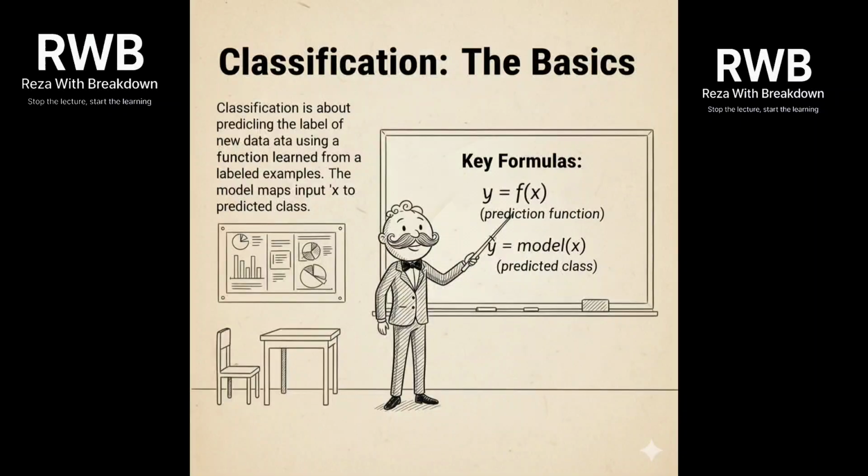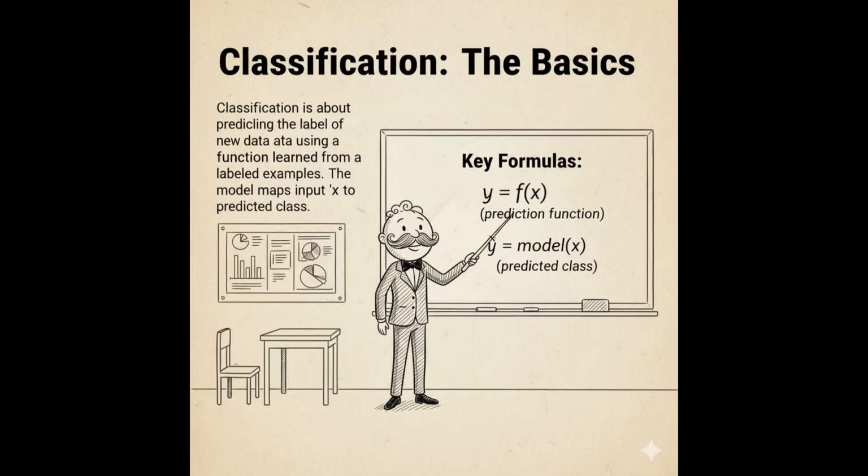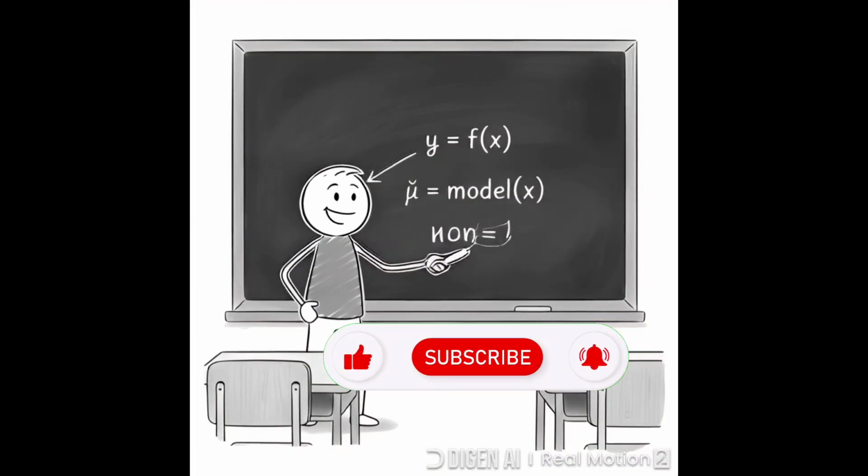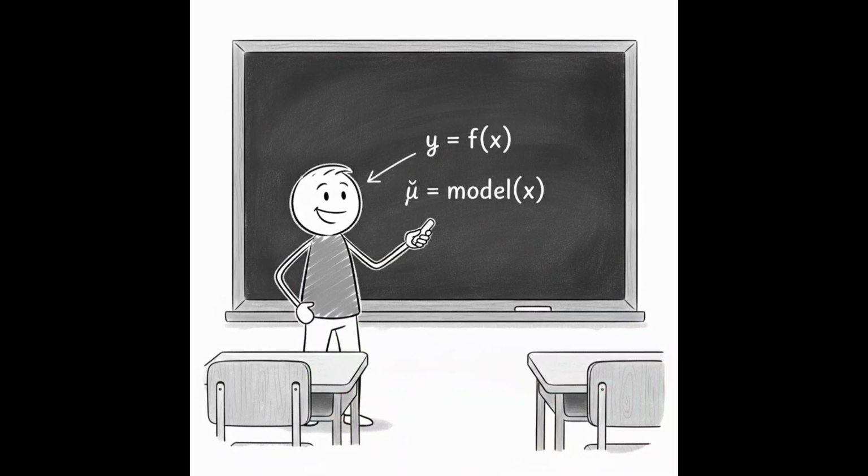Now the math part. Y equals f of x. Y is our label, the actual animal. Y hat is the model of x, the predicted class. Like we see the picture and the model says it's a cat. That's our y hat. The hat means predicted. Basically, input goes in, output comes out. Okay.